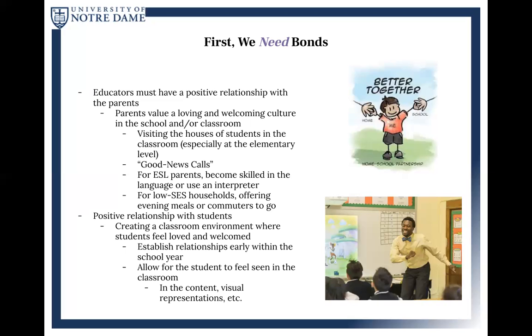The second being positive relationship with students. You need to create a classroom environment where students feel loved and welcome. You have to establish relationships early within the school year rather than later on. Make sure that they know that they're cared about from the moment they stepped in so that these positive relationships can flourish. You can allow the students to feel seen in the classroom, have them feel seen in the content, in the visual representations, in the posters. Everything around the classroom should reflect them and make them feel like they're a part of the classroom as well.